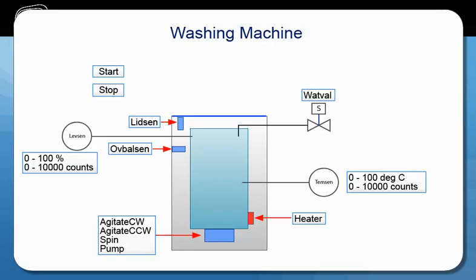For more information, refer to the Project 2B specifications. Our aim is to write a program for our washing machine. Our machine has a level sensor, and our PLC will see 0 to 10,000 counts for 0 to 100%. It has a temperature sensor, and our PLC will see 0 to 10,000 counts for 0 to 100 degrees C.